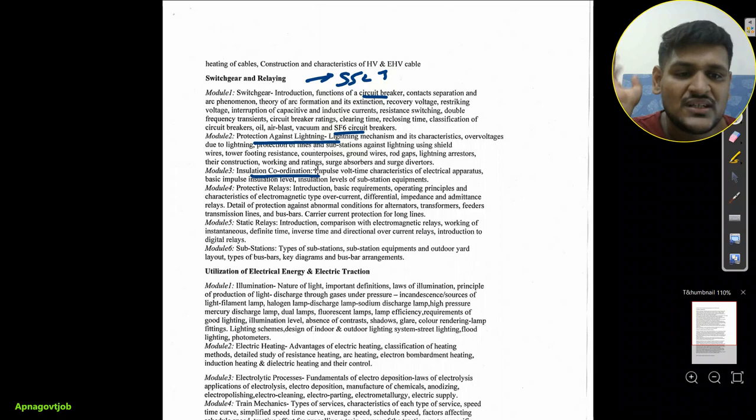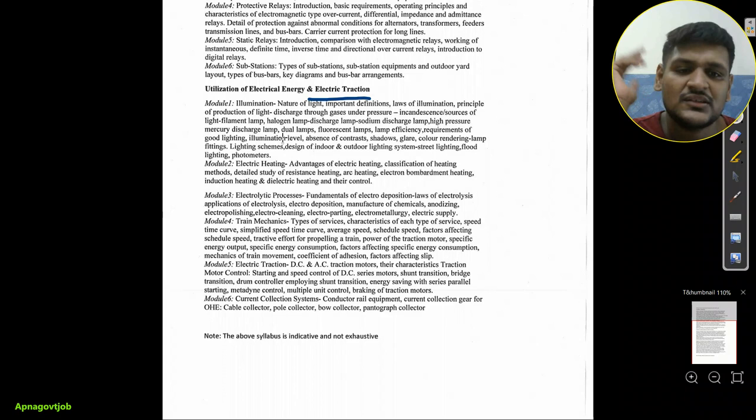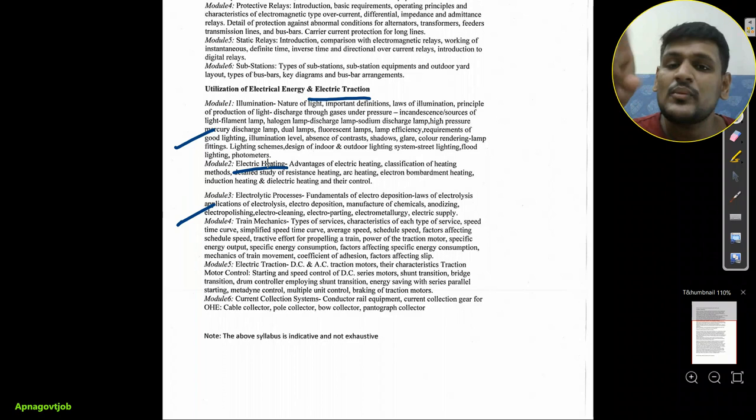Then your utilization of electrical energy, this also you can do, electric energy and electric traction. So for this also SSC JE last 10 years, just refer that, whatever syllabus is there. They are asking questions from electric heating also, which is most important, then arcing, okay, then traction, all these things are important.